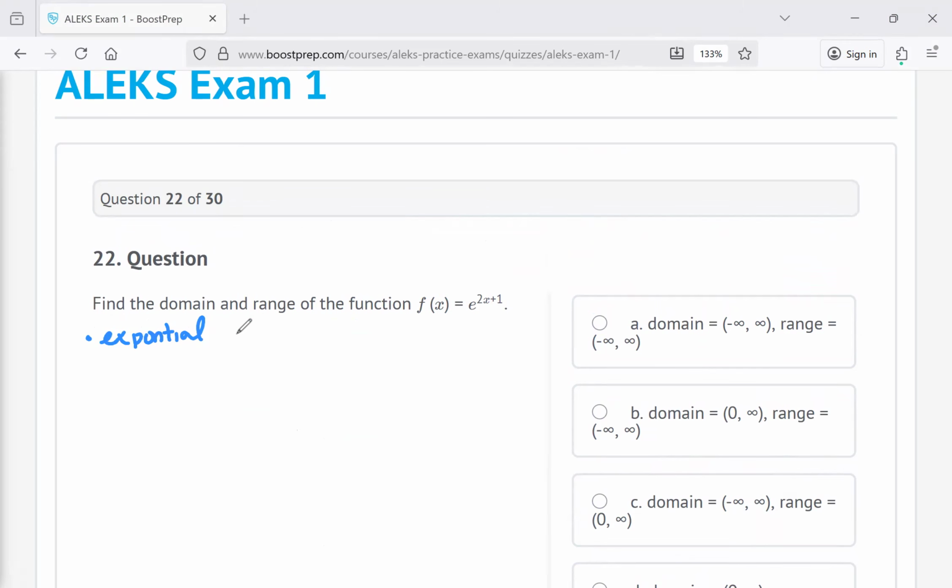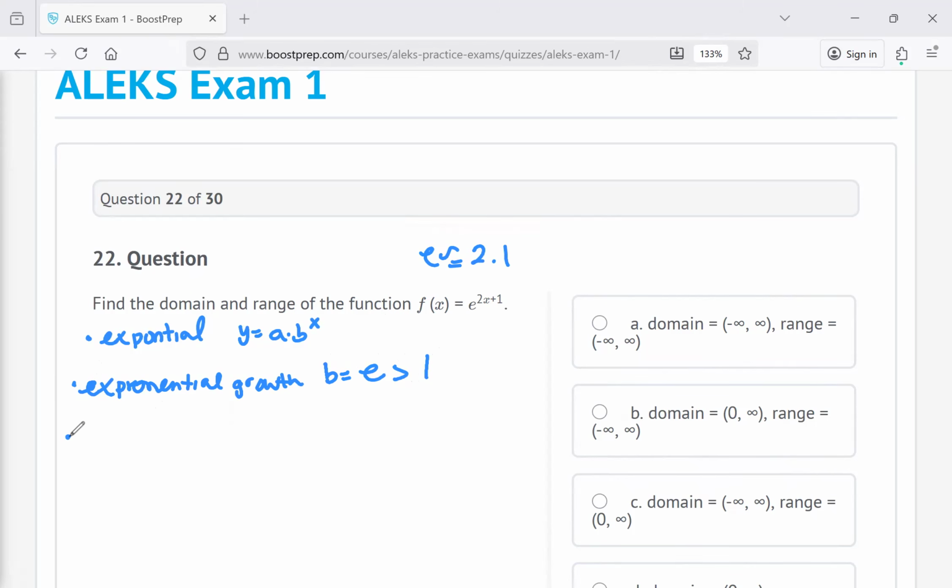And how do I know? Because it's in the form of y equals a times b raised to the x. And I also know this is an exponential growth function. And how do I know that? Because the base is e, which is technically greater than 1. E is about 2.1, right? So if it's greater than 1, it's a growth.